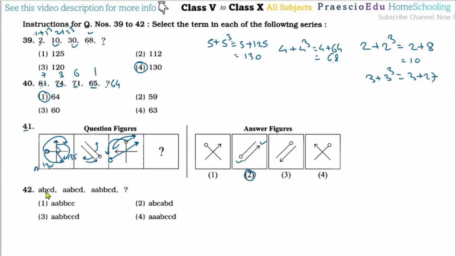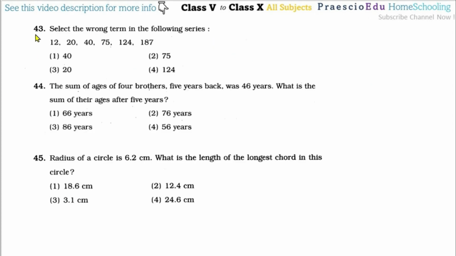Now question number 42: A B C D. After this, A is getting twice, so A B C D, then A and B both are getting twice, so A A B B and then C D. So in the next term, C will be twice, so C twice is given in option number 3. Question number 43, select the wrong term in the following series.